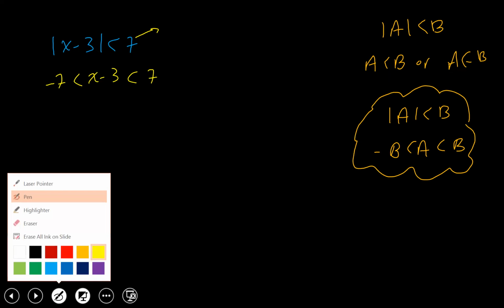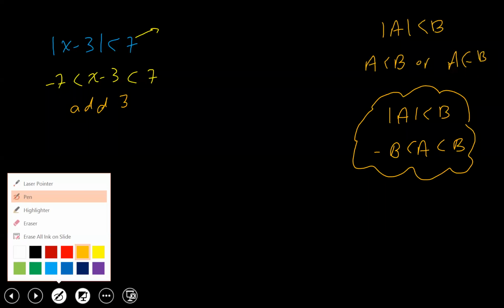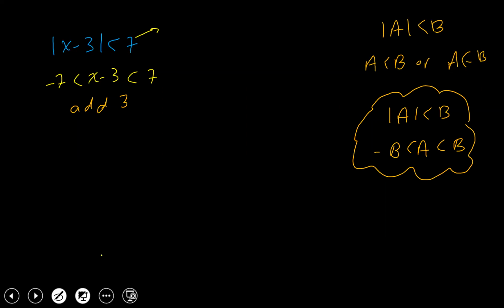Then what do we do here? Add 3 to all sides. What do we get? Minus 7 plus 3, minus 4. X minus 3 plus 3, we get X. With 7 plus 3, we get 10. This is the final answer. X is between minus 4 and 10.